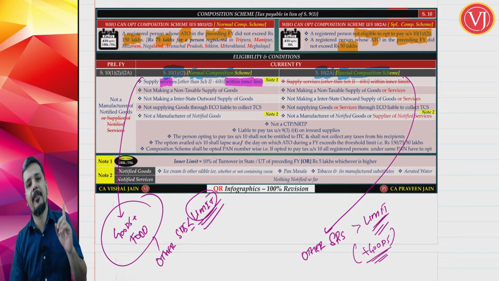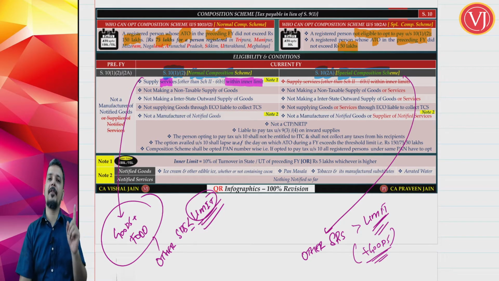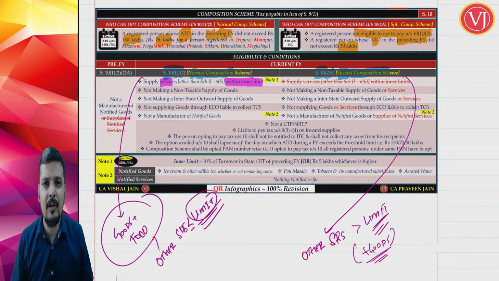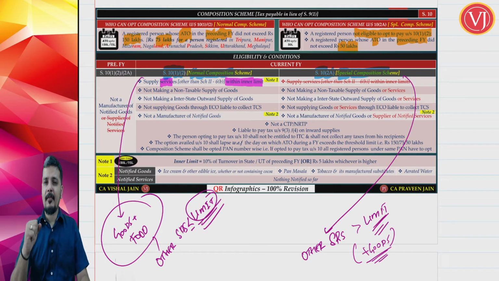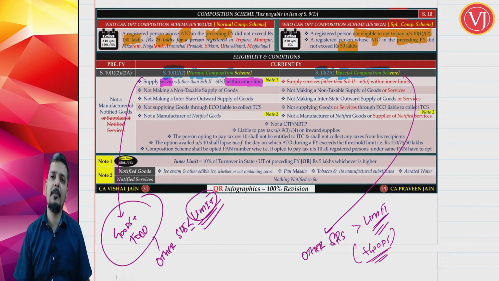When you talk about the preceding financial year, the main condition is the turnover limit, right? Normal composition scheme is 150 lakhs or 75 lakhs, and when you talk about special composition scheme, it is 50 lakhs. So normal composition scheme is always 150 lakhs or 75 lakhs. Special composition scheme is 50 lakhs irrespective of the states.